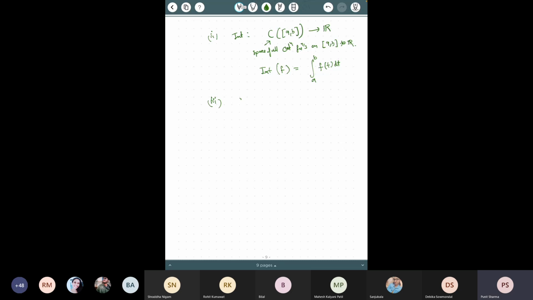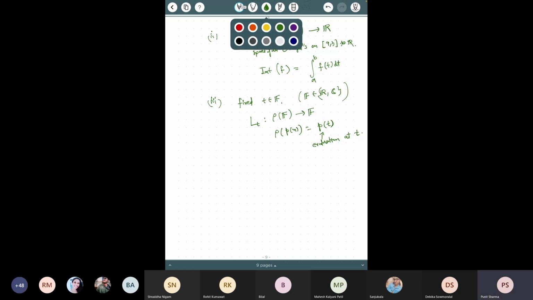Let me give you one more example. If I fix any t in F, where F is either R or C, the set of real numbers or complex numbers, then for any fixed element t in the field, I define this linear transformation from the space of polynomials to F. You take any polynomial here and send it to its value at the point t. So it is actually evaluation of the polynomial at t. Now you can verify that this is a linear functional. I'm not going to verify it; you just have to check that they are linear transformations from this space to this space. Okay, so let me make an observation here.